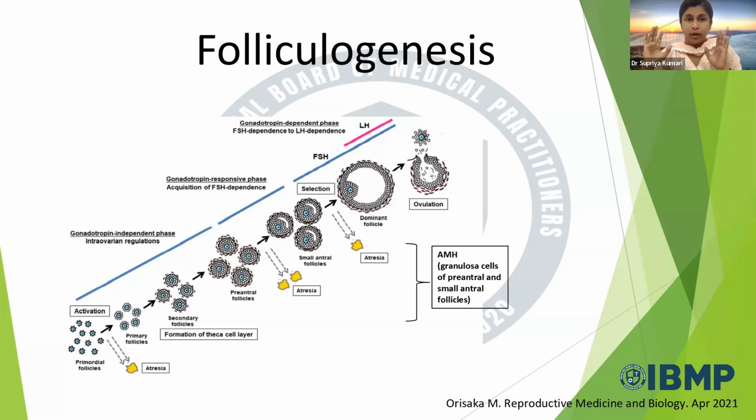What is important here to remember is the first half is gonadotrophin independent phase, which is the intra-ovarian regulations. This phase is dependent on a number of parameters, of which gonadotrophins, FSH and LH, are the ones that we'll talk of. So these are not dependent on them till the preantral stage. After the preantral stage, they acquire gonadotrophin responsiveness. First they develop FSH dependence and then slowly they develop both FSH and LH dependence, right? And after we have a dominant follicle, it's actually LH that is needed. So this is how follicular stimulation and formation of follicles go.